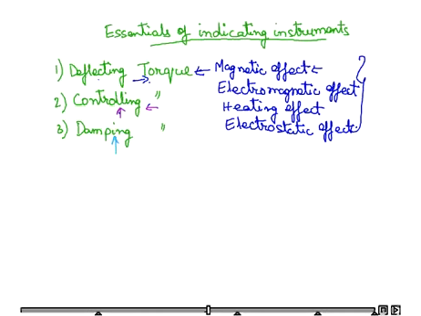The damping torque opposes the movement of the pointer and operates only when the system is moving. So with all the three torques we get the ultimate reading. So what does the deflecting torque do? सबसे पहले वो पॉइंटर को डिफ्लेक्ट करेगा. कंट्रोलिंग टॉर्क विल कंट्रोल कि वो डिफ्लेक्शन जो पॉइंटर का इसकी वजह से हो रहा है वो किस हद तक हो, कितना ज्यादा डिफ्लेक्शन हो.